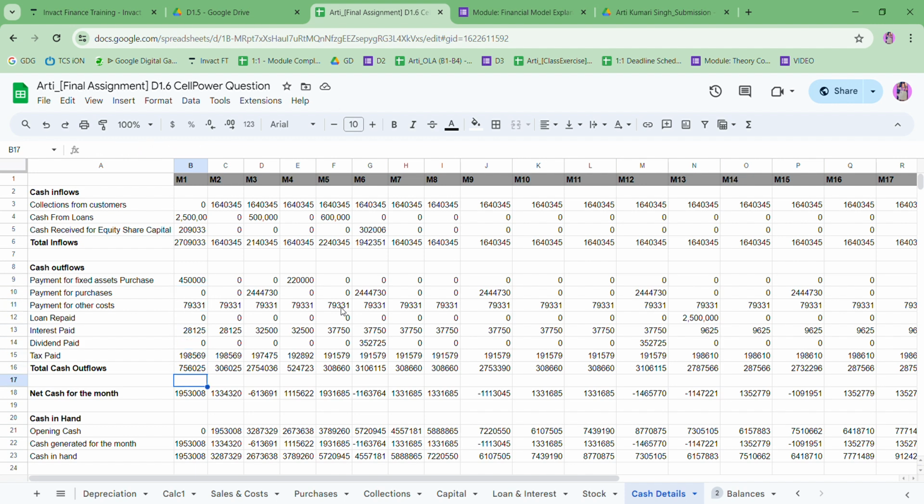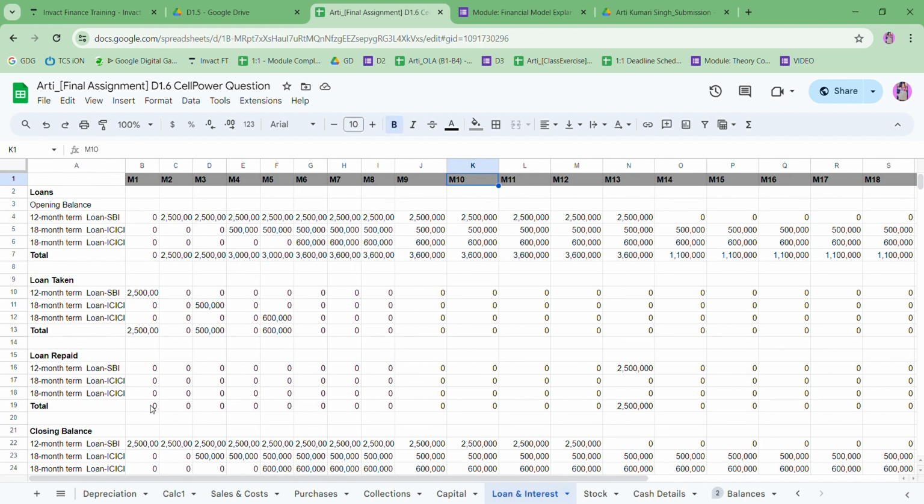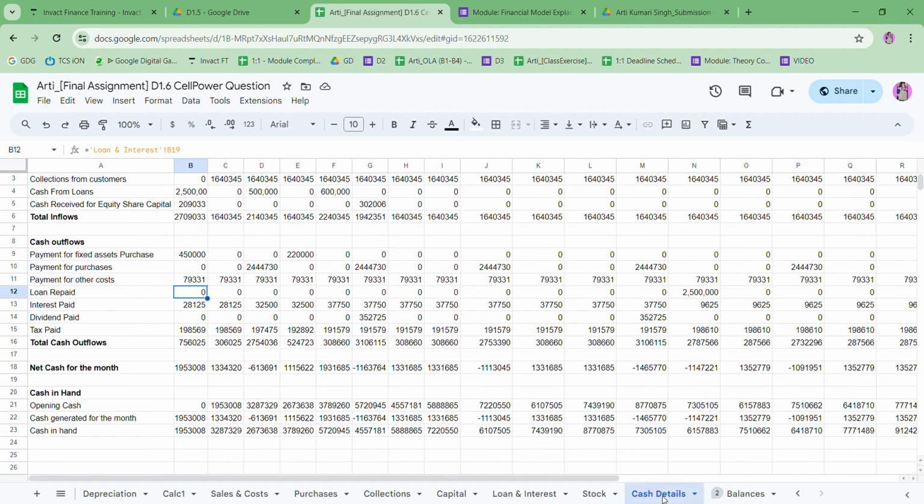And then cash outflow has been calculated by referencing it with the payment for fixed asset purchases, payment for purchases as reference with the purchase sheet, payment for other cost reference with sales and cost. Now loan repaid can be seen from the loan and interest. We have calculated here loan repaid, loan and interest. Okay, now next you can see that interest paid is loan interest B31, dividend paid has been referenced with the capital, and tax paid has been calculated in that way only, in which we have calculated sales and cost.